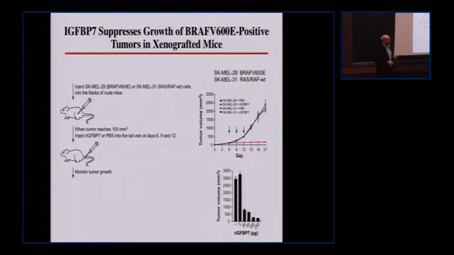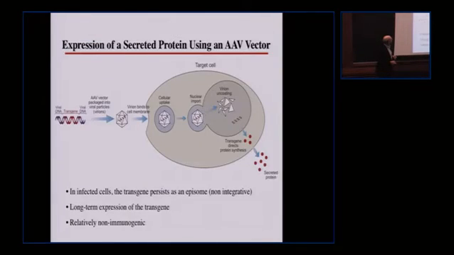What I want to tell you now is we have developed another way in which we could introduce IGF-BP7 and other tumor suppressor genes into cells, and that's using adeno-associated virus vectors. This is work that we've done in collaboration with Guangping Gao. We wouldn't have done the work if Guangping Gao weren't at UMass, and he's head of our gene therapy center.